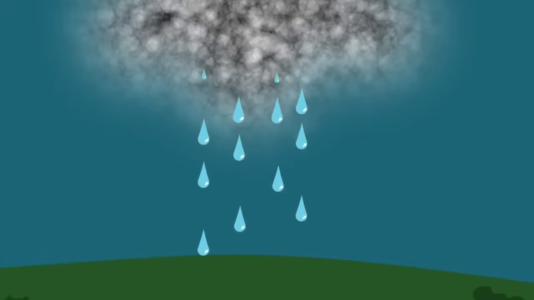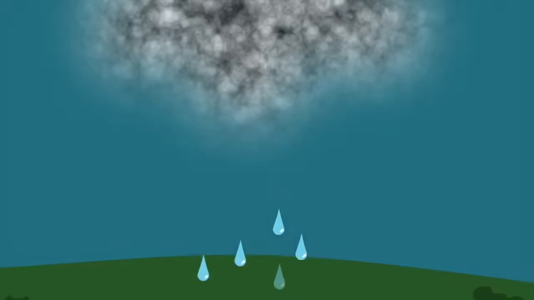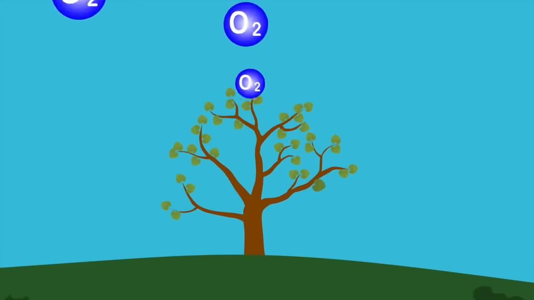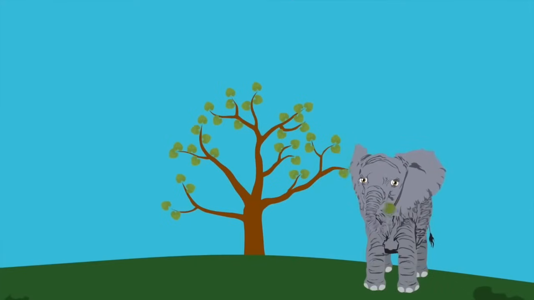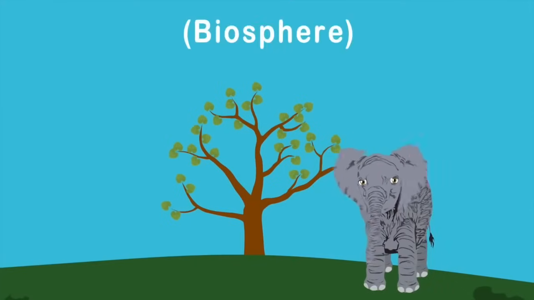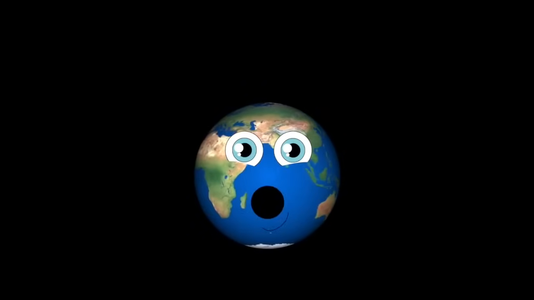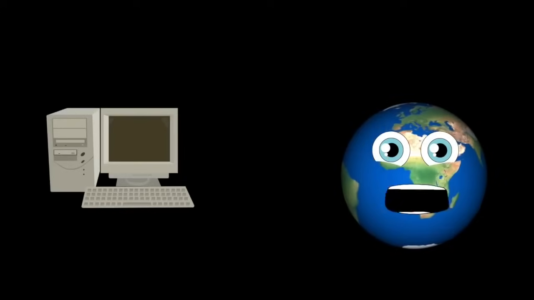When the rain falls to the earth, this is the hydrosphere, which stimulates plants to grow, which is the biosphere. The plants create oxygen that's released to the atmosphere. Plants also feed animals and humans, and that's biosphere. There's so many more examples you can find on your own. You can research them on your computer while sitting at home.